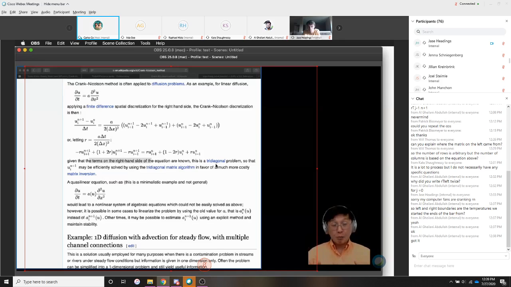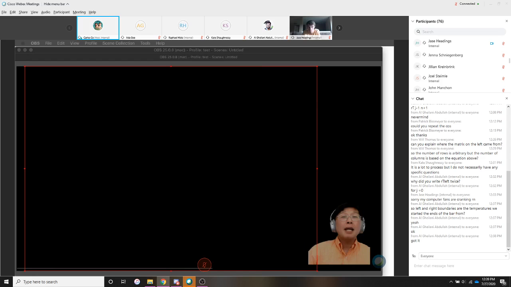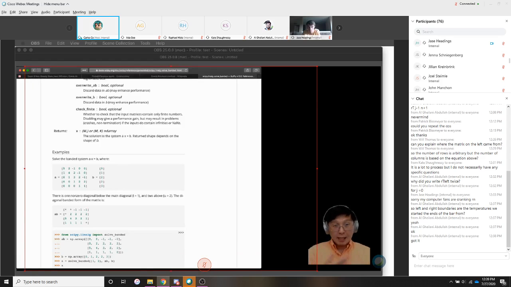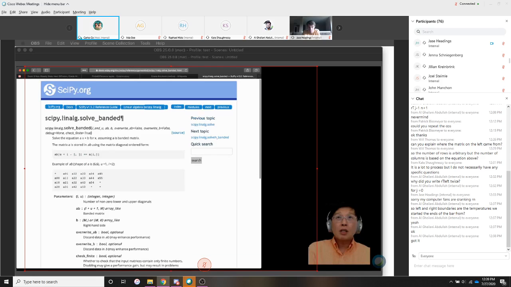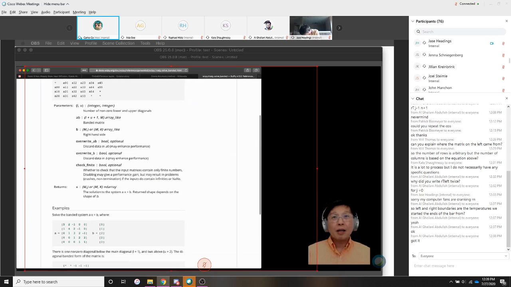And so what happens is there are special algorithms for solving these kinds of sparse matrices, in which most of the terms of the matrix are zero. So in this case, they mention something like a tridiagonal matrix algorithm, right? SciPy has an even more general method for solving sparse matrices with sparse diagonals. And this thing is referred to as the SciPy linear algebra solve banded system. Okay, so that's what we're going to do. We need to solve a banded system.